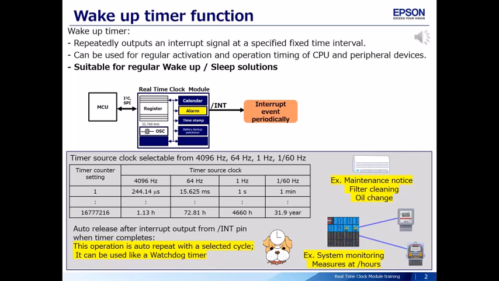This function can stop at one time and is also available as an accumulative timer. After the interrupt occurs, the INT status is automatically cleared. Example applications include a watchdog timer, maintenance notice, regular system monitoring, etc.